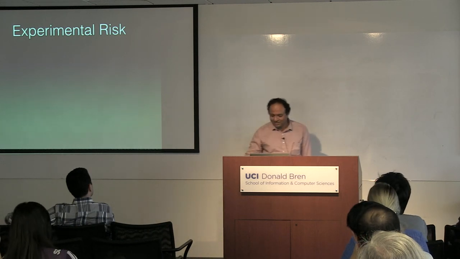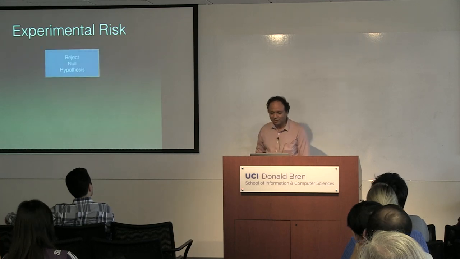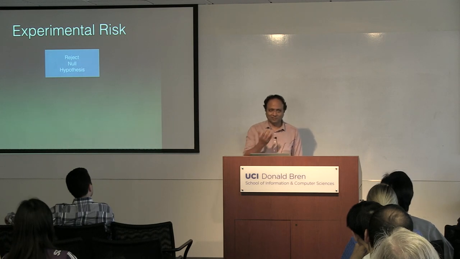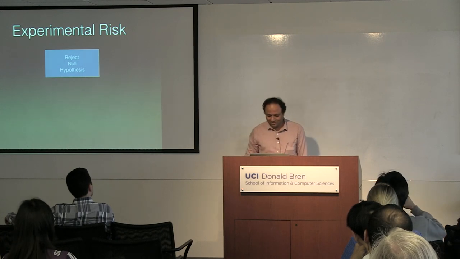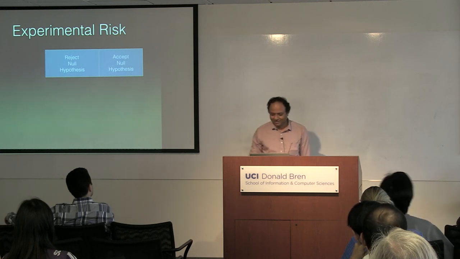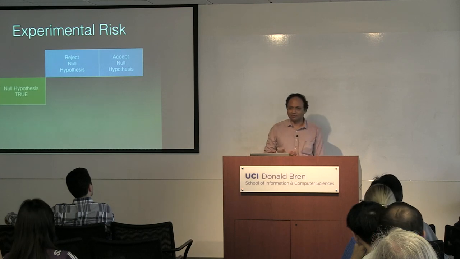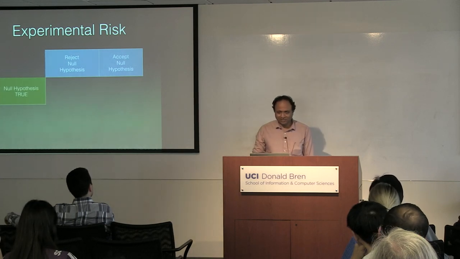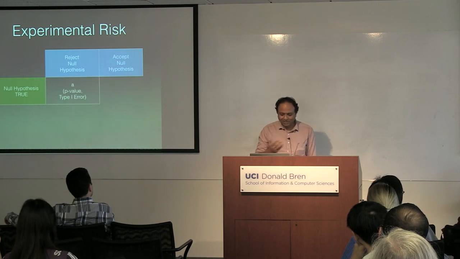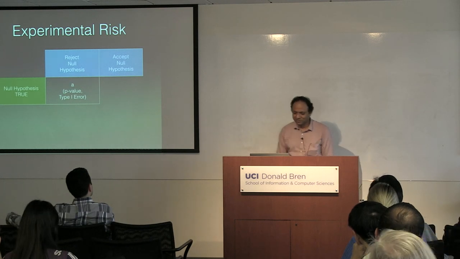You might have seen this table before. In your experimental outcome, you might reject the null hypothesis, which says there is something there, or you might accept the null hypothesis and say there's nothing there. And then there's the real fact: the null hypothesis might be true, there's really nothing there, or it might be false. We're going to build this grid, and you've seen it before, but just to revise it.